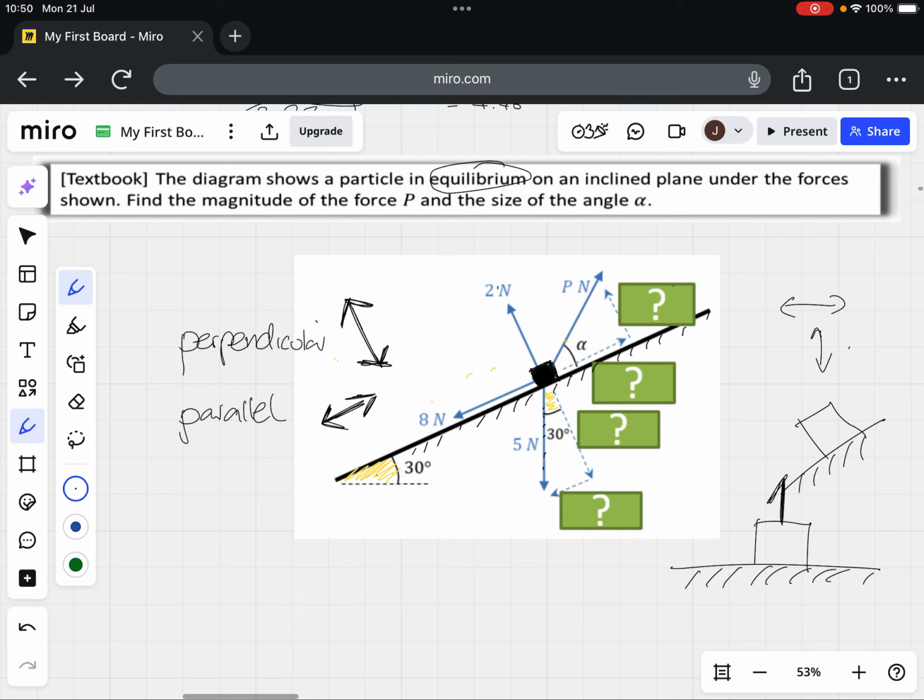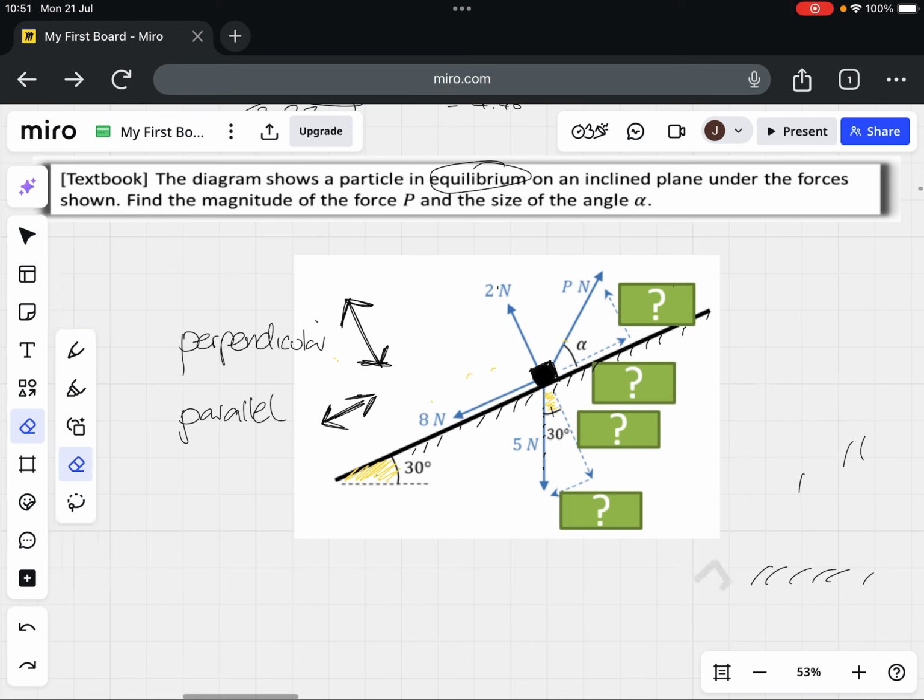And just as you had a normal reaction, you're going to have a normal reaction here. The normal reaction's always perpendicular to the plane. So in this question, that's what the 2 newtons is. Other things you can see in the question, there is quite a lot going on. This one here, this is weight. Weight always acts straight down, whether it's inclined or not. And you can see some other forces being applied here. Okay, so let's get rid of all of that.